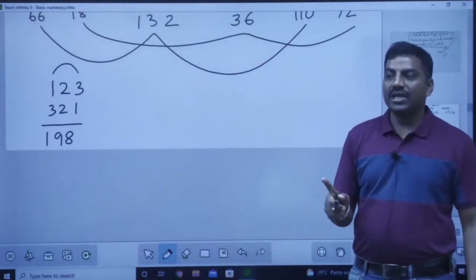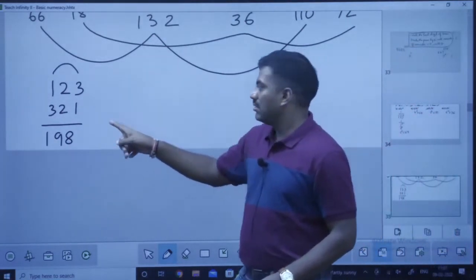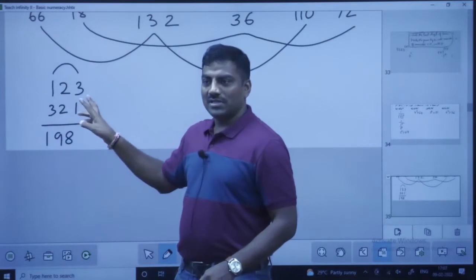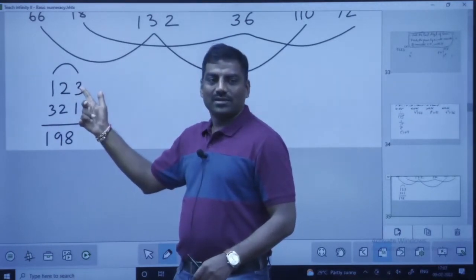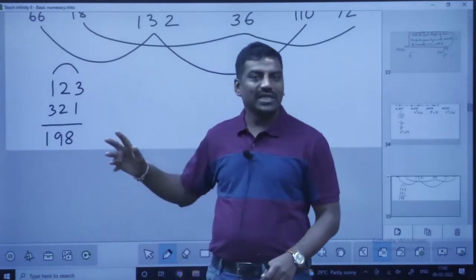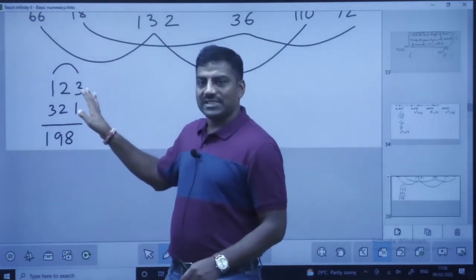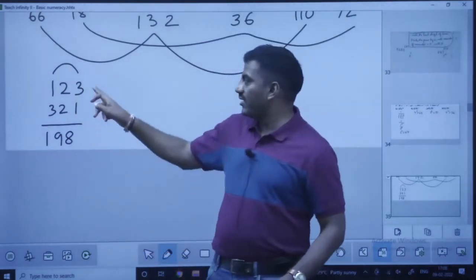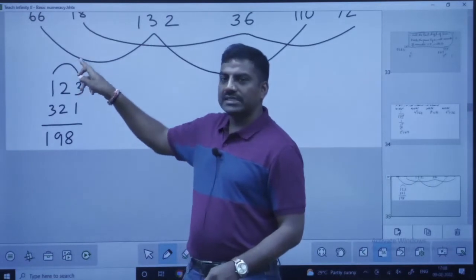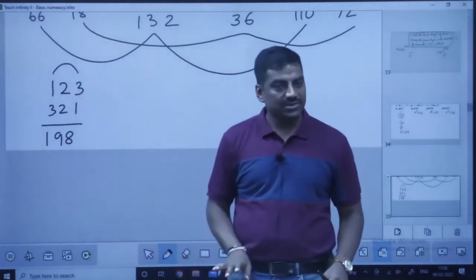Here, the middle digit is ignored because when you reverse it, the same thing will come, no? These two are revolving. 2 is at the center only, so that doesn't matter. The difference between the first and last digit is determining the difference here. Whatever the difference between the first digit and last digit, into 99 will be the final difference.